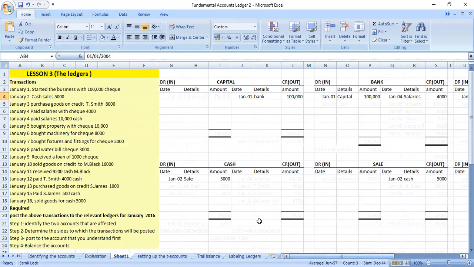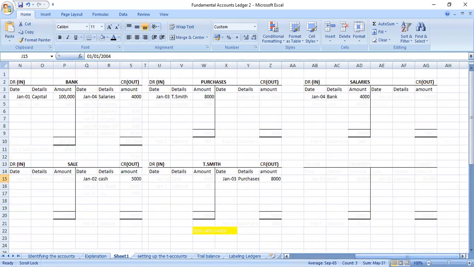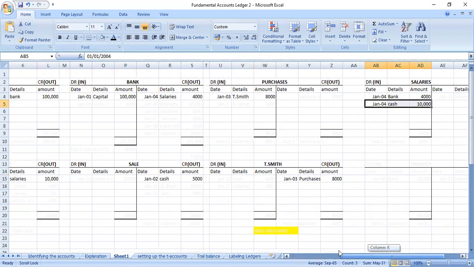So for January 4, paid salaries for cash, the money is coming out of the cash account. And so here it is, January 4, $10,000 came out of the cash account. What did we use it to do? Pay salaries. Going to our salaries account now, January 4, it's the same thing, except the details are different. January 4, $10,000 was paid into the salaries account, coming from out of the cash account.